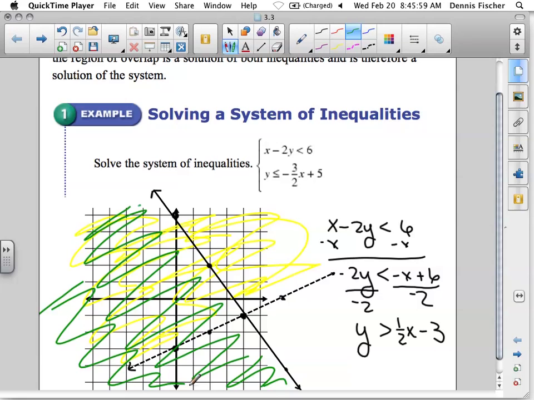But understanding, if I asked you to try a point, if I said, is (0, -3) an answer to both of this system of equations? I would say no, because it's on the dotted line. Is (0, 5) an answer to this system of equations? Yes, it's on the solid line, it's okay. It has to be on the solid line and shaded where it's shaded. Solid lines are included, dotted lines are not. Because this green area goes up to the dotted line, it includes that area.